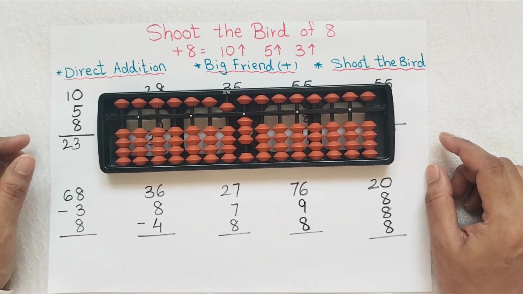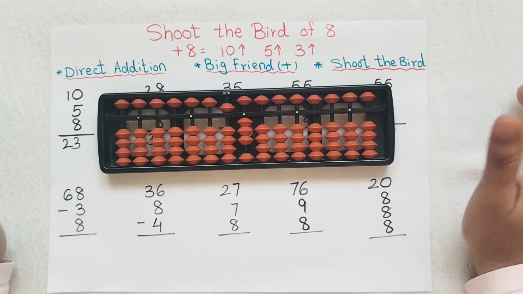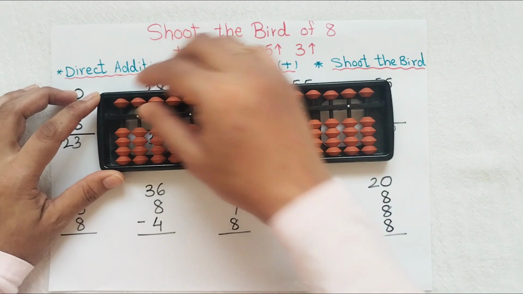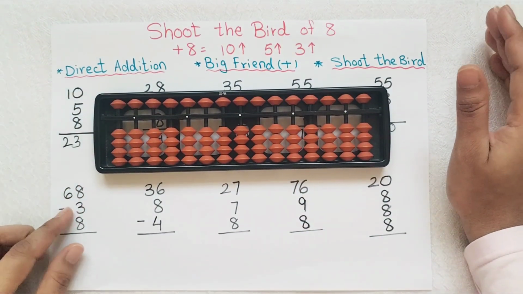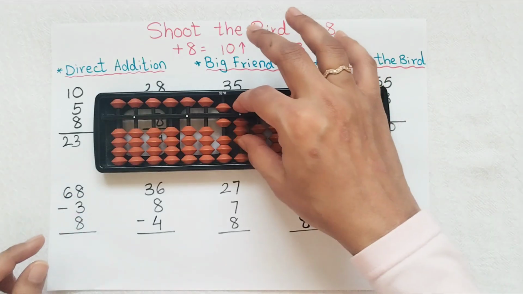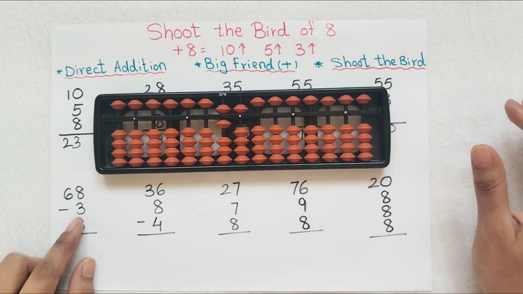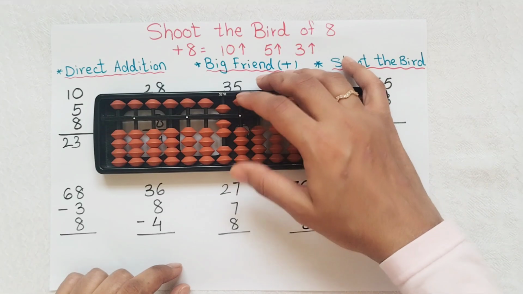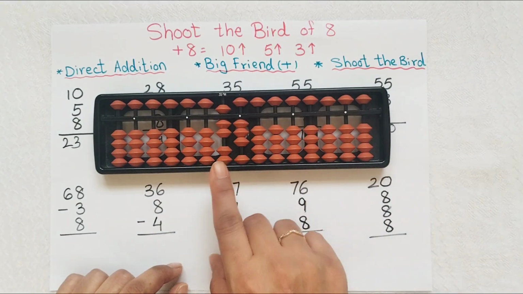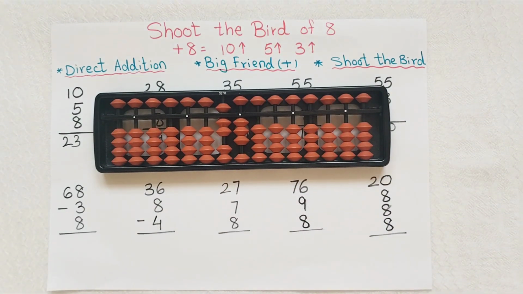10 down is also another concept that we will learn in the later lessons. Okay? Always remember it is up. Shoot the bird, it goes up. So 68 less 3 plus 8, that is 10 up, 5 up, 3 up. So my answer is 73.